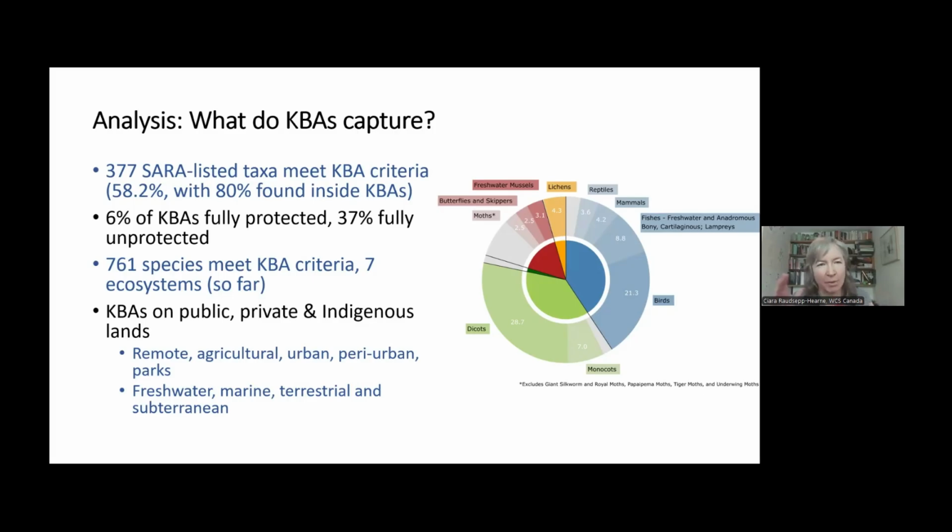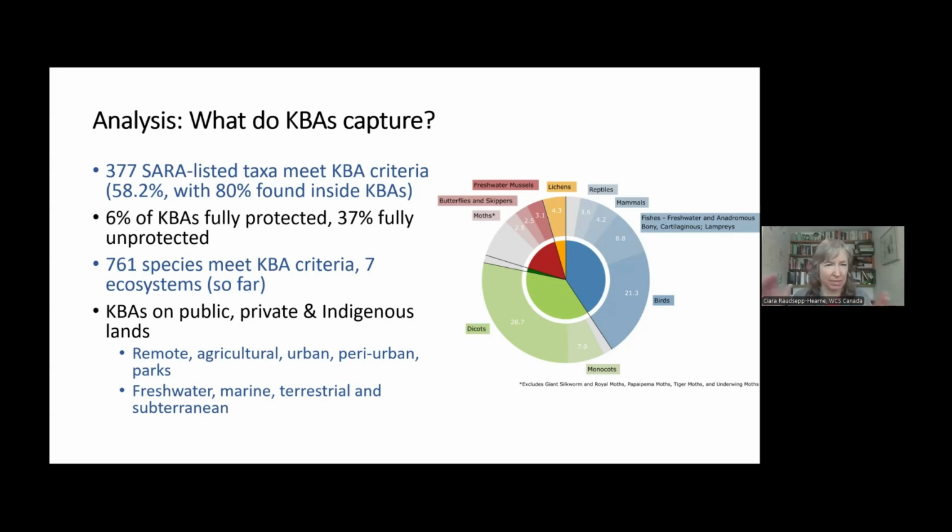We're trying to figure out how we align with different programs and policies that already exist, both at the national level in Canada and then also provincial and territorial level. So we're seeing that a great number of species at risk that are legislated in Canada are captured by Key Biodiversity Areas. We're also seeing, as we look at land tenure and figure out what some conservation pathways are for each of these key biodiversity areas, that there are key biodiversity areas on public land, private land, indigenous lands, in remote areas, agricultural, urban, peri-urban, in parks, in protected areas.